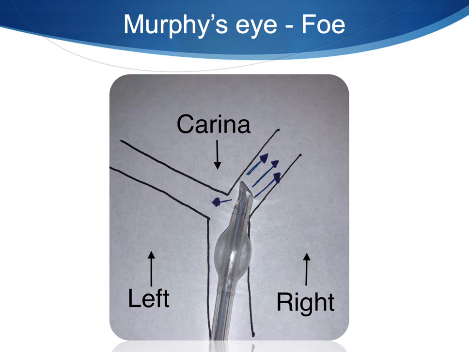And this slide shows how the Murphy's eye can be your foe. As you can tell on the slide, the endotracheal tube is posterior. The reason you know that is because you see the blue line facing you, and therefore you're looking at the posterior portion of the endotracheal tube. If you're looking at the posterior portion of the endotracheal tube, that means your Murphy's eye is now on the left side, and as in this picture, you are endobronchially intubated, but because of the positioning of the Murphy's eye, there will be some airflow going to your left lung.